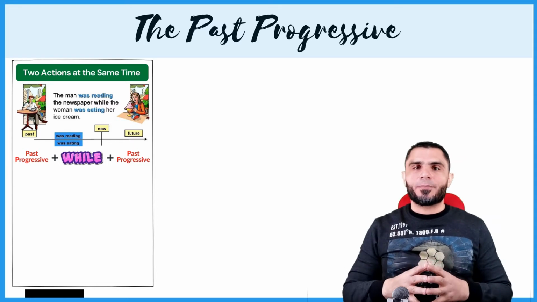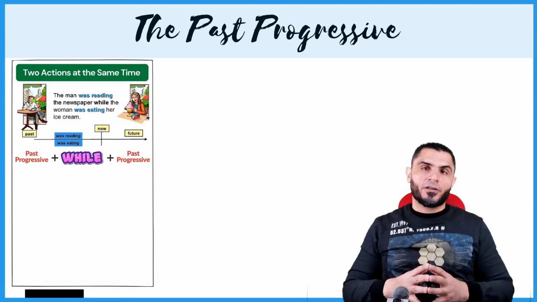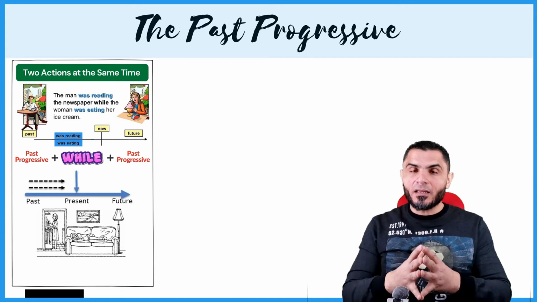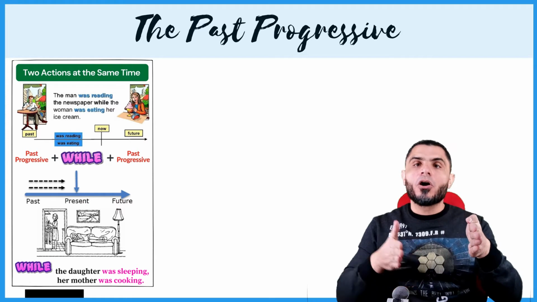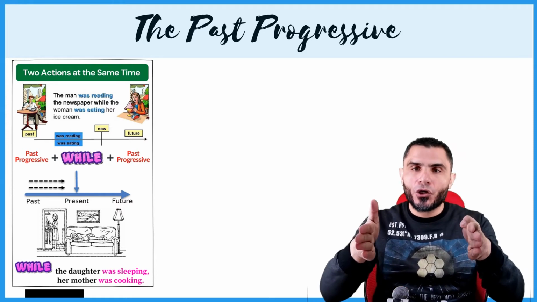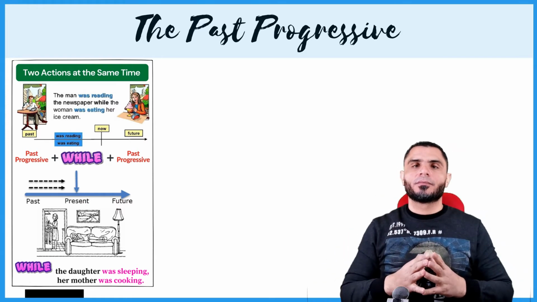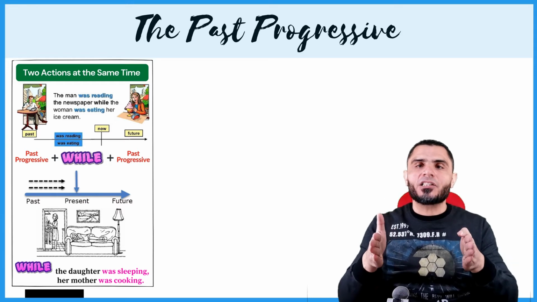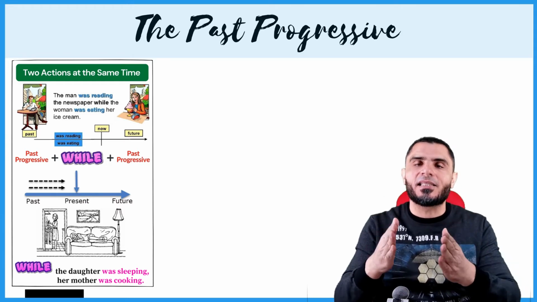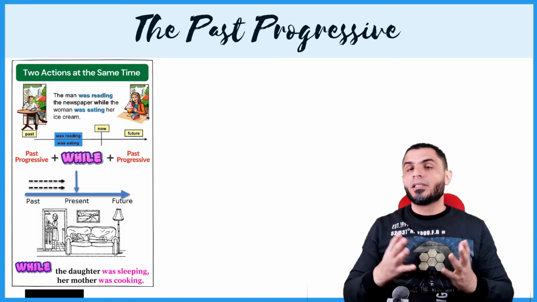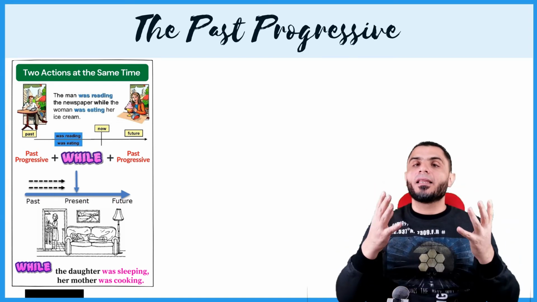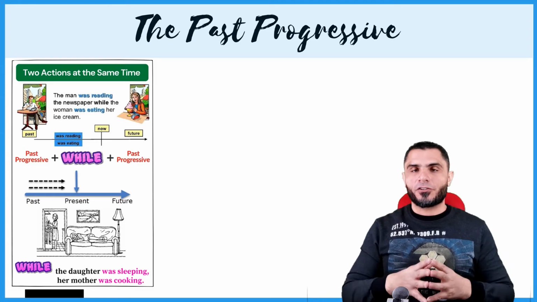Let's take this example to better understand. Have a look at this daughter. While the daughter was sleeping, this is one action, her mother was cooking. So as you can see, these two actions were happening at the same time, but in the past, not now. Is it clear? Let's see some examples for this use.